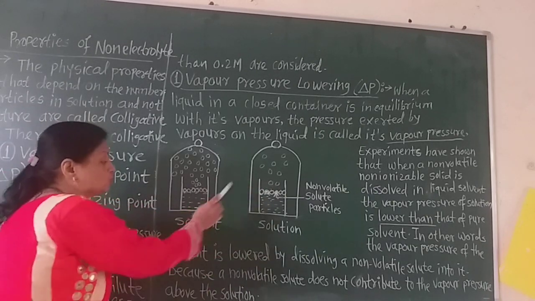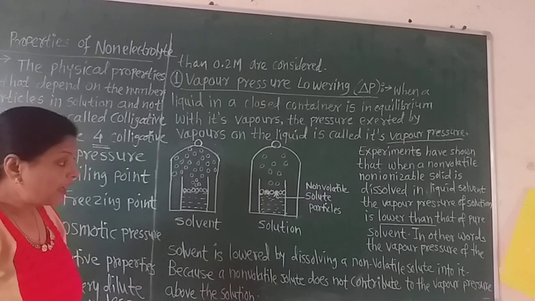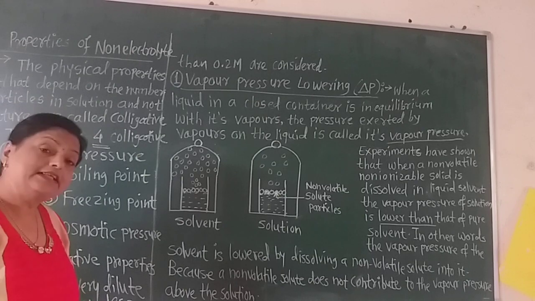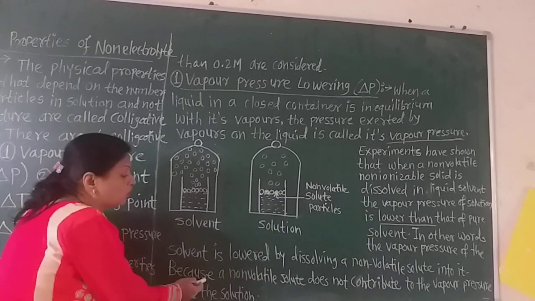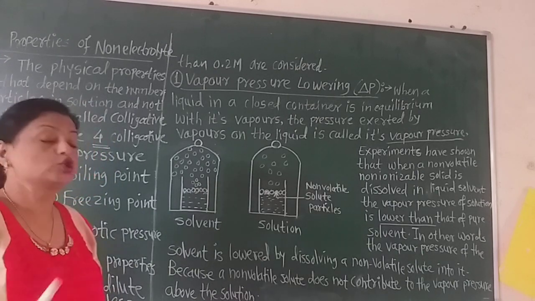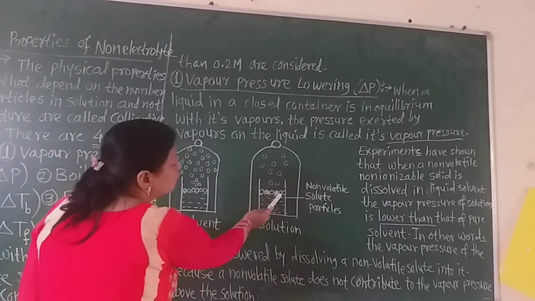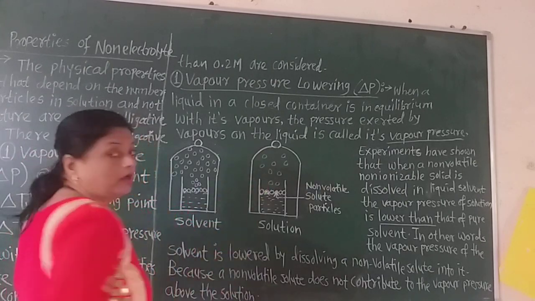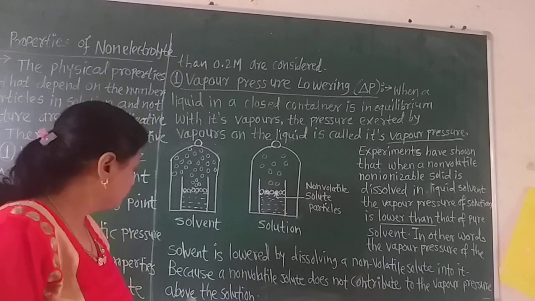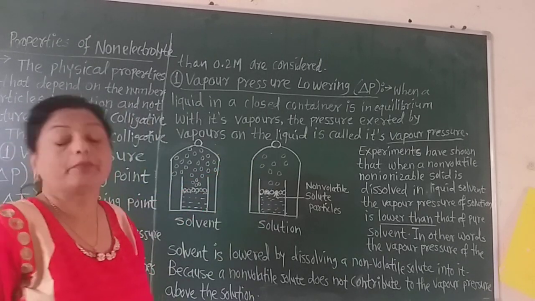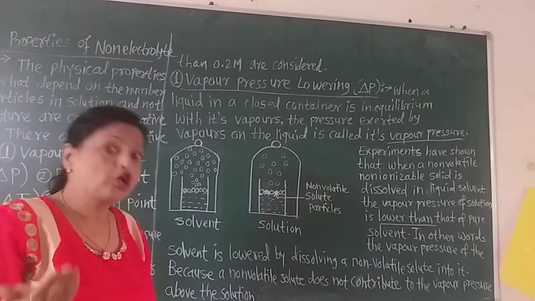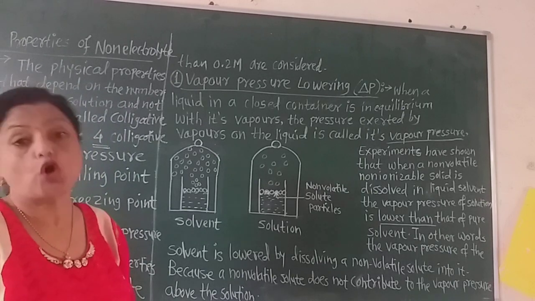The vapor pressure of the solvent becomes lower, because the non-volatile solute does not contribute. What is the reason? The reason is that a non-volatile solute does not contribute to the vapor pressure above the solution. It does not go into the vapor state above the solution, and therefore the vapor pressure of the solution is always lower by addition of the non-volatile solute into the solvent.